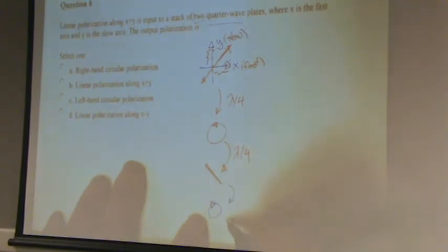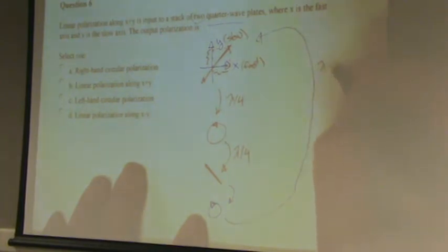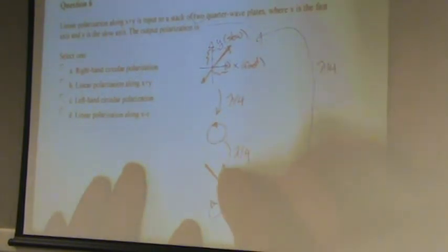Right? Which mathematically is kind of perpendicular to that. And then if I go another quarter wave plate, I'm back to where I started. Okay. And it makes sense. That's 90 degrees, 90 degrees. Did I go far enough? 90, 90. Oh, there's 90. And then another 90 adds up to 360. I'm back to where I started.